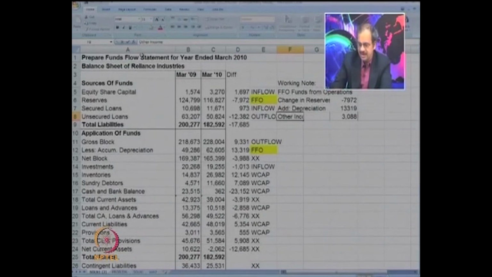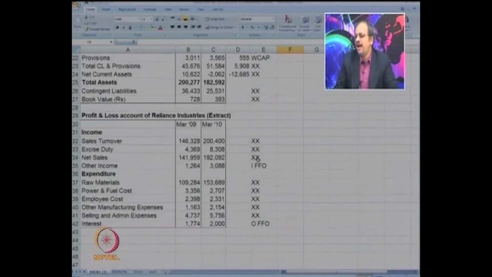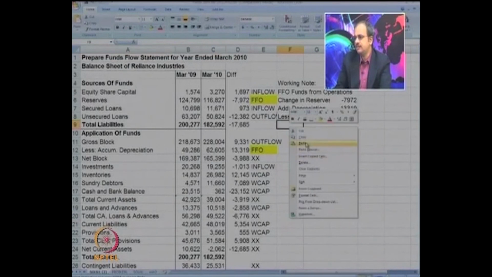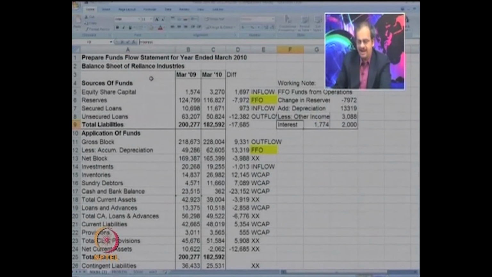So, I will specifically say less other income so that it is more clear to you. Again, go down, you will realize that interest is one more item. Now, interest is an outflow specifically to be shown, but it also appears in P&L. That is why we will reduce it from P&L. Sorry, we will add it. So, we will say add interest. This represents interest paid. Amount is 2000.